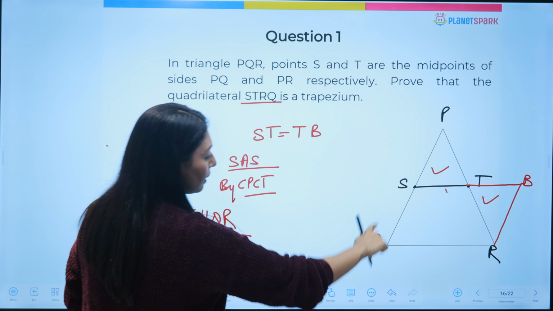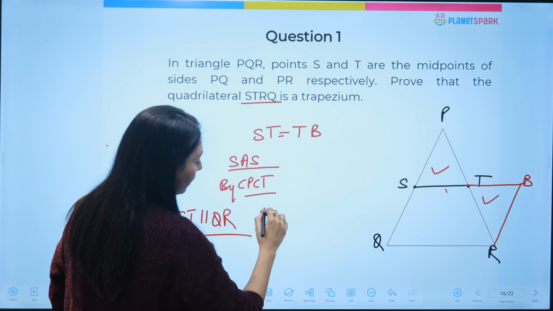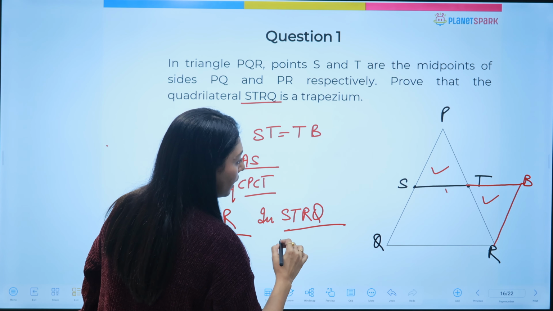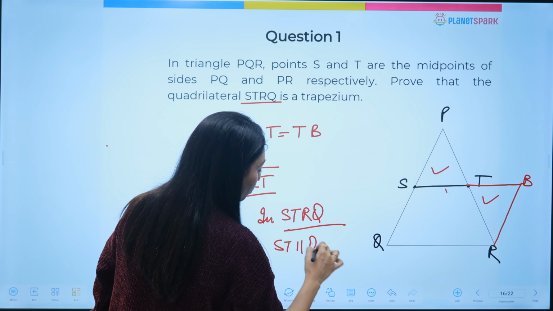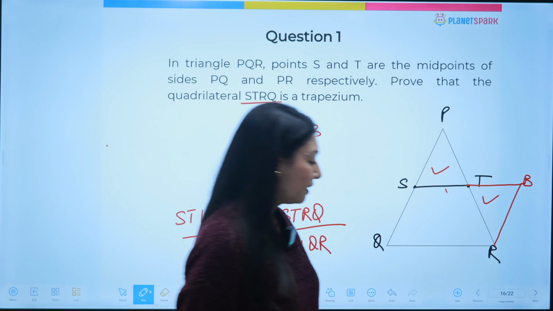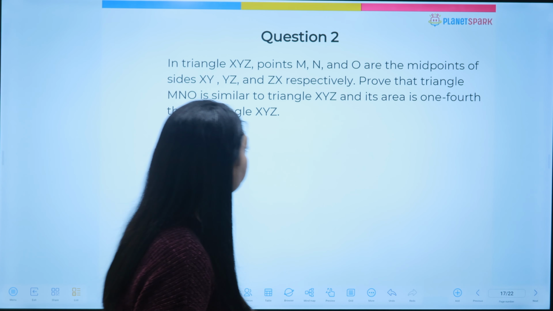Then we can say in this quadrilateral STRQ, we have ST parallel to QR. Hence, it is a trapezium. And that's it. Okay, next one everybody.